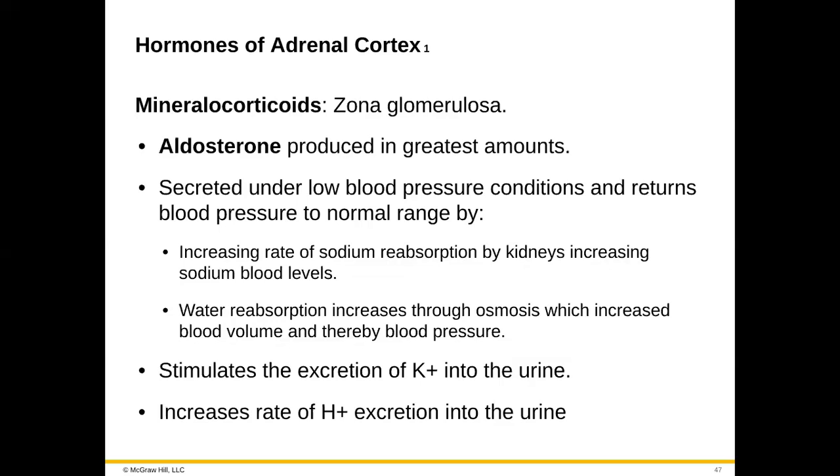Some other things that aldosterone will do is it will stimulate the excretion of potassium. So we'll put more potassium into the urine, and it's also going to increase the rate of hydrogen excretion into the urine. So there is a possibility that we can get some acid-base issues here, but we'll talk about that in our hemodynamics chapter, and then again in our renal system chapter.